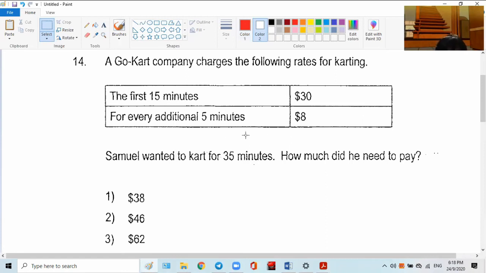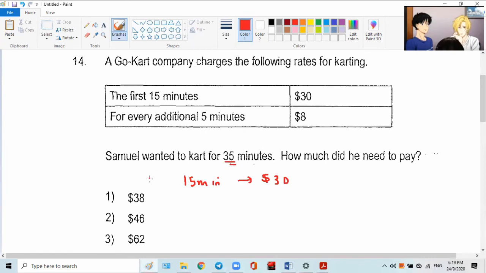Samuel wanted to go-kart for 35 minutes. How much did he pay? So the first 15 minutes, he will pay $30. How many more minutes left? 35 minus 15, he has used up 15 already. How much more does he need to run? 20 minutes, right?